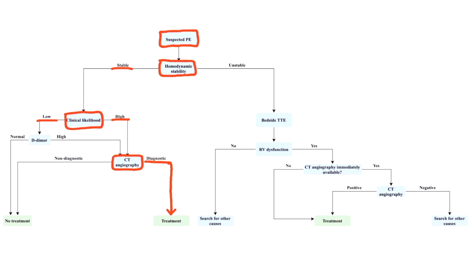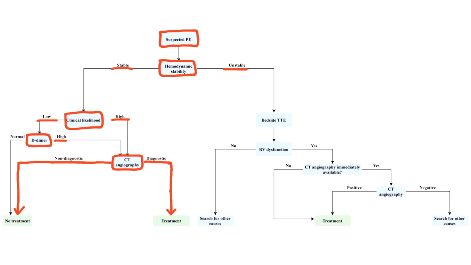If the clinical likelihood is low, then a D-dimer test should be performed. If this is high, then a CT angiography should be performed as well, and if a PE is present, then treatment should be started. However, if the D-dimer is normal, then they should not receive any treatment for pulmonary embolism, and they should continue to be worked up for the underlying cause of their symptoms. Now let's move on to the other side of the algorithm, which involves patients with a suspected pulmonary embolism who are hemodynamically unstable.